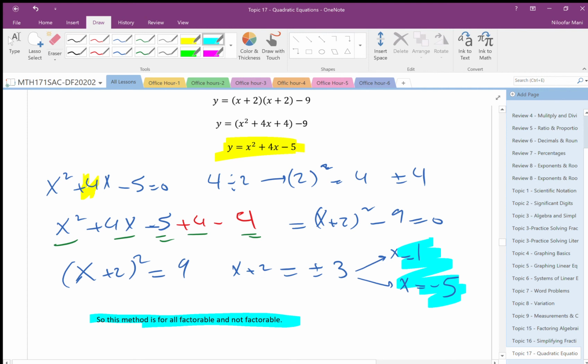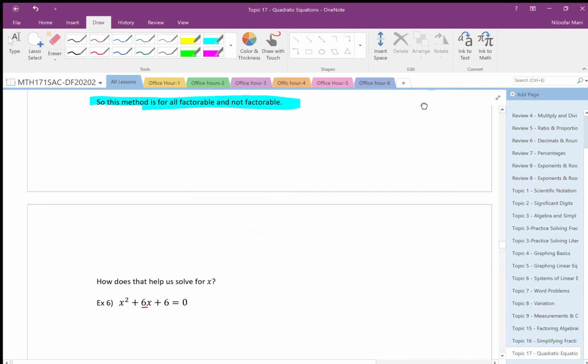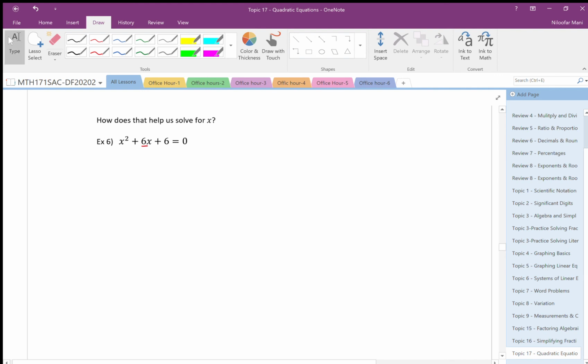So if I can factor, I can go by factoring. If I cannot factor, I go by this method. But if I factor, I can go by both methods. Doesn't matter. Either factoring or this. This method works for both of them. Okay, so factorable and non-factorable. So at the beginning, I said I cannot factor, but I could. Okay, so I just wanted to show you this method here. Okay, so now how about this one here?